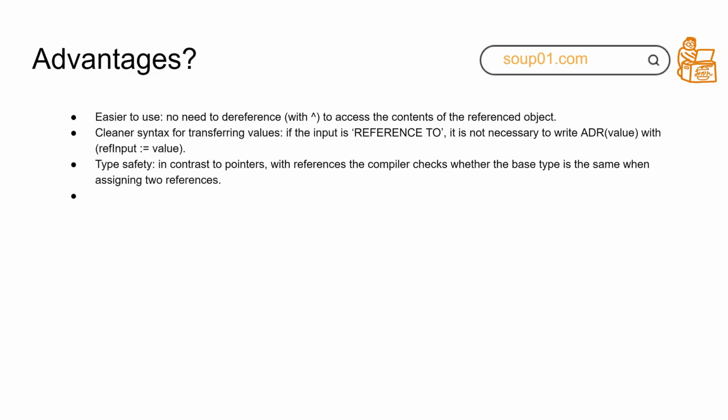Okay, so what kind of advantages do we get when we use a reference? It's easy to use because there's no need to depend on the index of a pointer, and you don't need to use any special symbol or ADR. You can just use the reference. And for type safety, with a reference the compiler will check that the basic type is the same as assigned between two references.